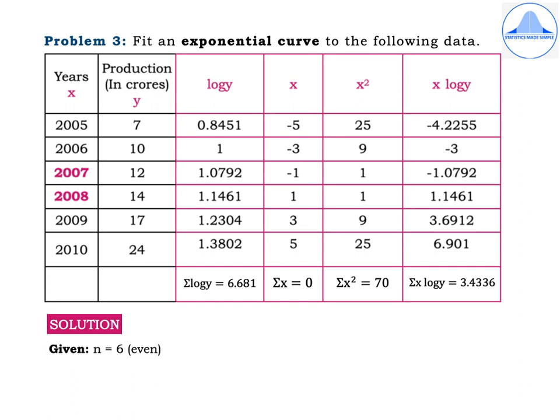Problem 3. Fit an exponential curve to the following data. The first column, years 2005, 2006, 2007, 2008, 2009 and 2010. Production in crores are 7, 10, 12, 14, 17, 24. The first step is to mark years as X and production in crores as Y. Then below the table, write solution given n equal to 6. So 6 here now is an even number. The two middlemost years are 2007 and 2008, which I have highlighted in pink color.